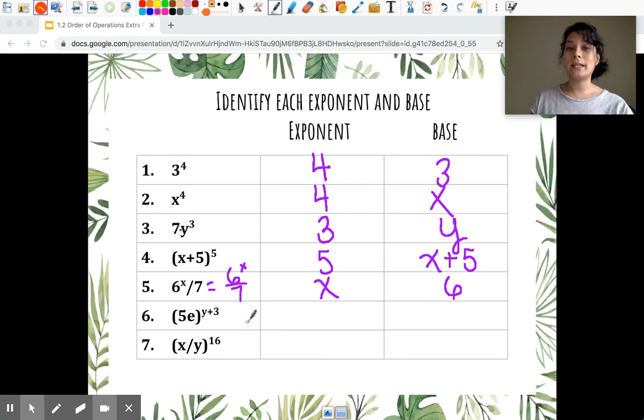A little more complicated still, number 6. My exponent, again, is that superscript, and in this case, it's not just one value, it's an entire sum. That's okay. I'm just going to list it as my entire exponent.